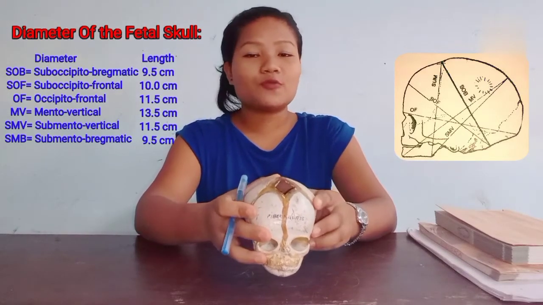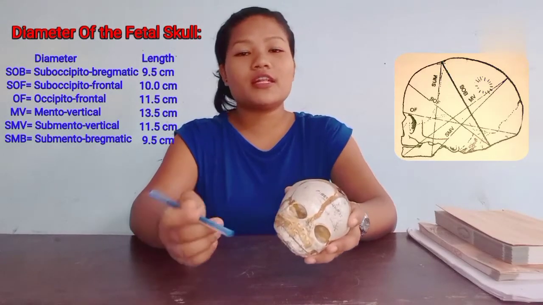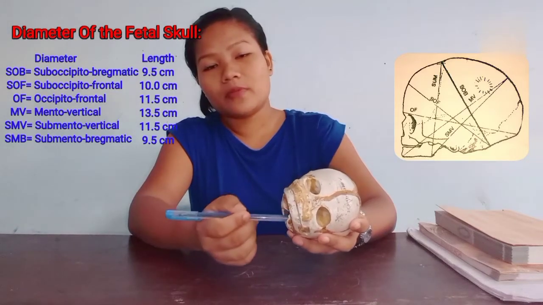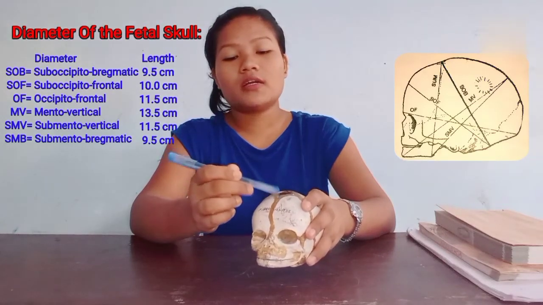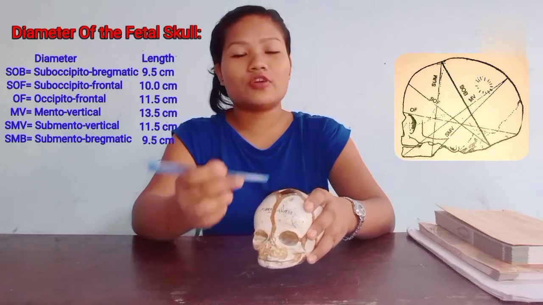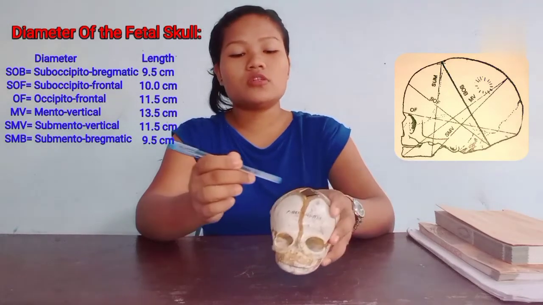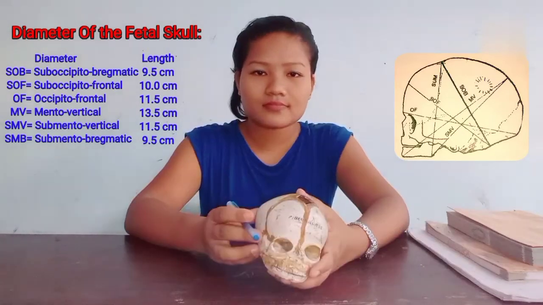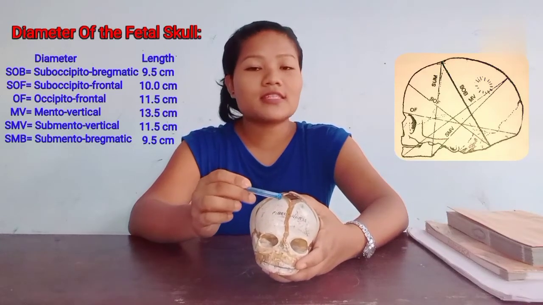Another one, suboccipitofrontal, extends from the nape of the neck to the center of the sinciput. Sinciput means the end of the anterior fontanelle here. It extends from the nape of the neck to the center of the sinciput. Its diameter is 10 cm.